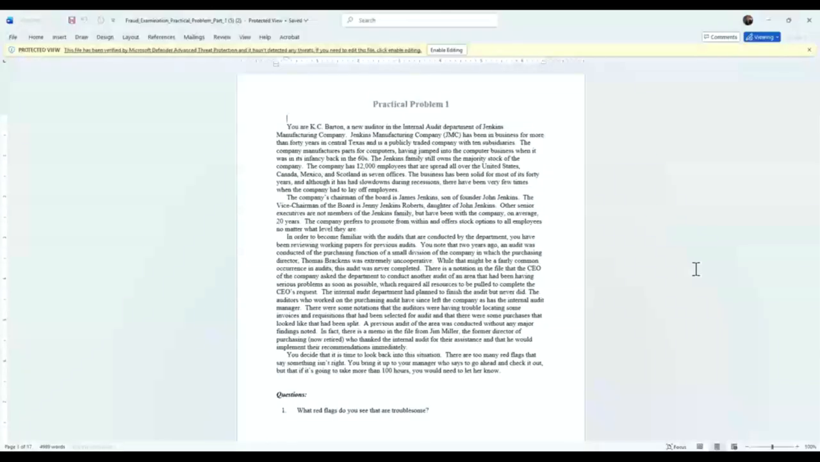A previous audit of the area was conducted without major findings. In fact, there's a memo in the file from Jim Miller, the former director of purchasing, now retired, who thanked the internal audit for their assistance and said that he would implement the recommendations immediately. But note, this was the previous audit of this area back when Jim Miller was the director of purchasing, but now the director of purchasing is Tom Brackens, the uncooperative one.